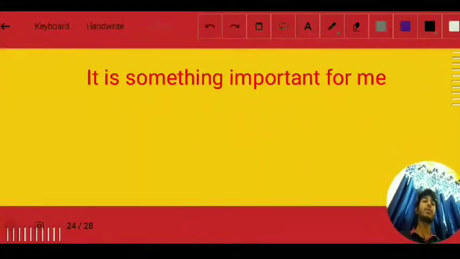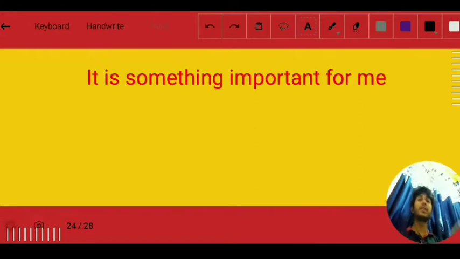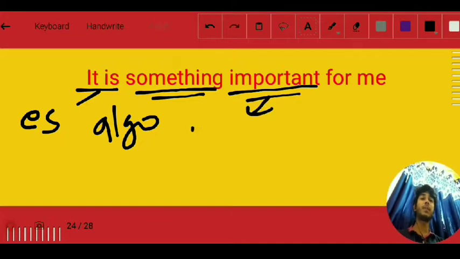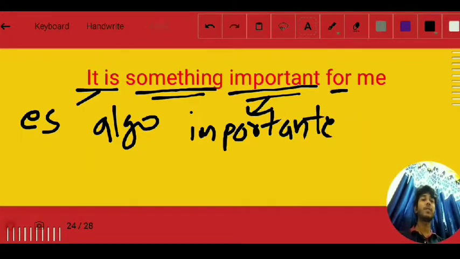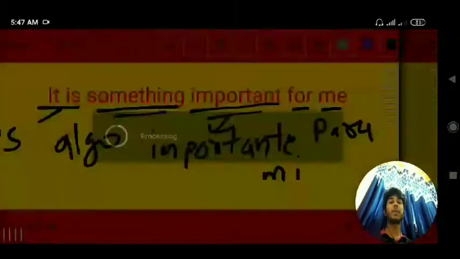So now we are going to translate this full sentence. The Spanish word for something is algo, A-L-G-O, algo. Important is importante. For is para. And for me is mí. Es algo importante para mí. It is something important for me.